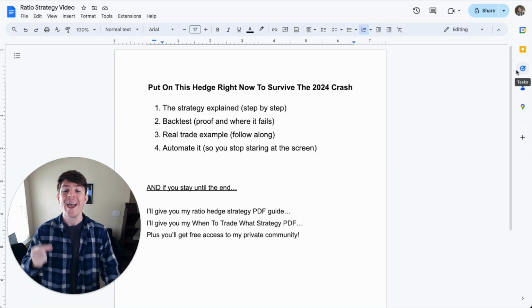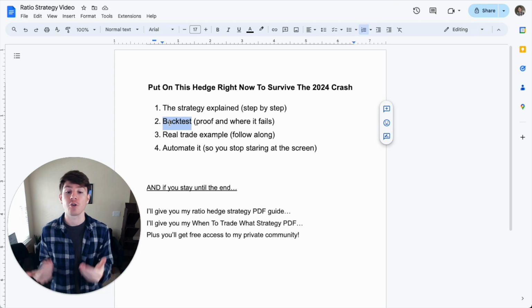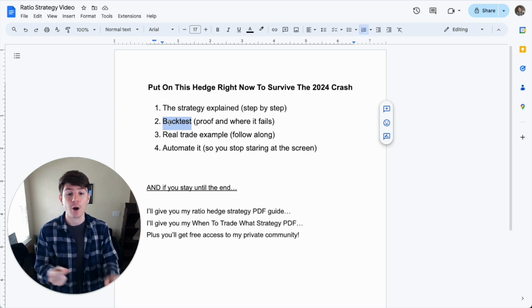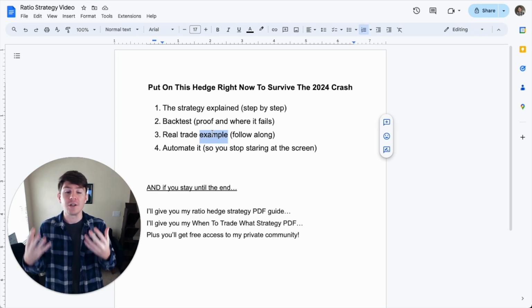in the market. So in this lesson, I'm going over explaining the strategy, what it is, and why it works step by step. I'm showing you a back test to prove that this would work, and also show you where it will fail so you can stay out of the market during those times. I'm going to show you a real trade example, how to actually put this trade on with a live broker so you can see how it works.